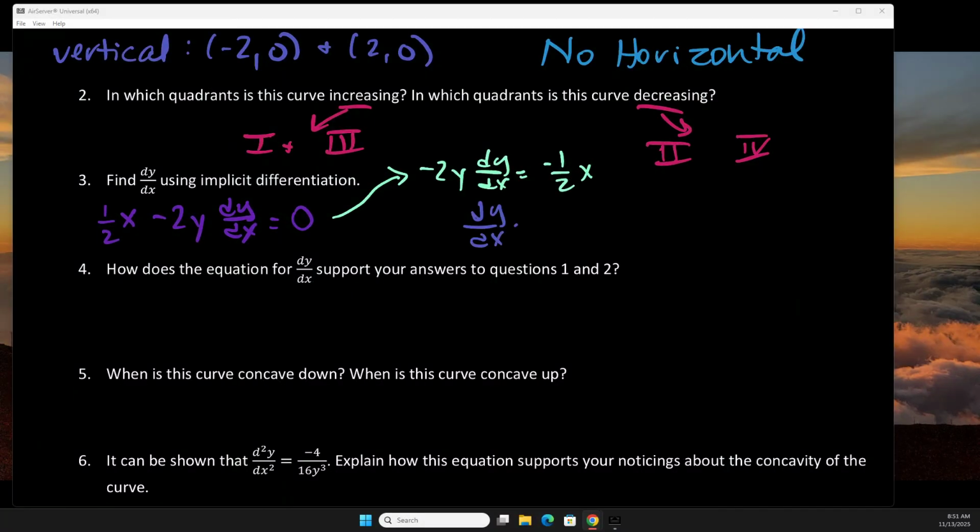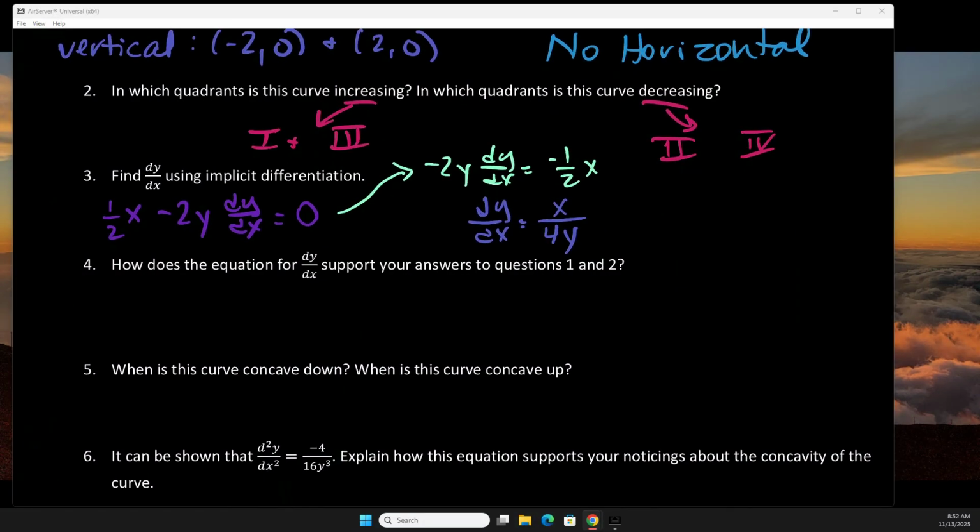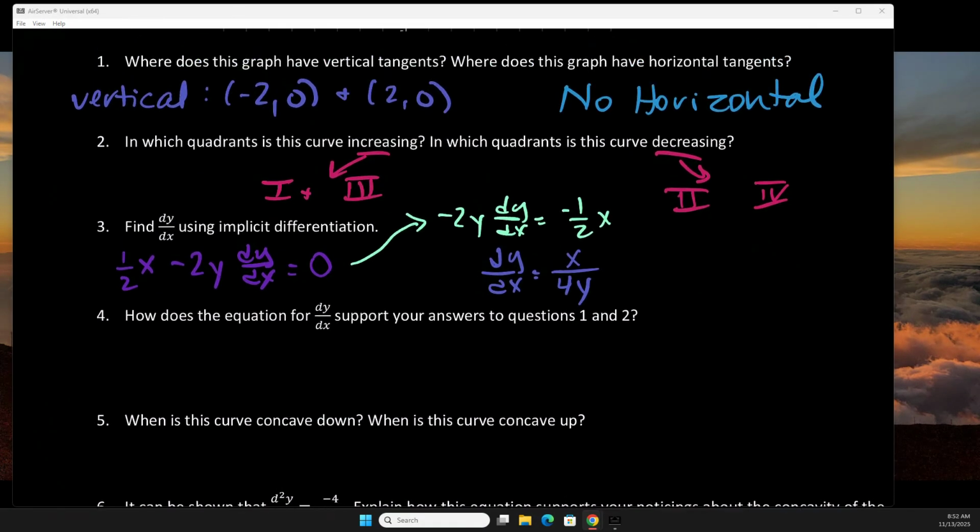There's multiple ways you can write this. I just went ahead and did x over 4y. If you did 1/4 times x over y, that's perfect too. How'd it do? Did you get it? Sweet. Okay, and then number 4 says, how does dy over dx support your answers for questions 1 and 2? So I'm guessing that's where you might have stalled out when you were doing this. It's okay, we'll talk about it.